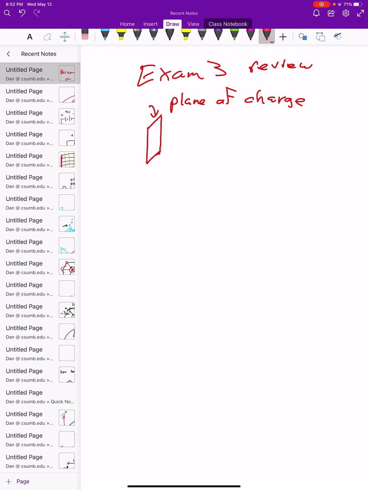If you remember, a plane of charge has an electric field that is uniform. In other words, if it's an infinite plane of charge, the strength of the electric field is the same no matter where you are. To the right of the plane, it goes that direction, and to the left of the plane, it's in the opposite direction. The direction is given by, in this case, to the right or to the left, because the plane's vertical.